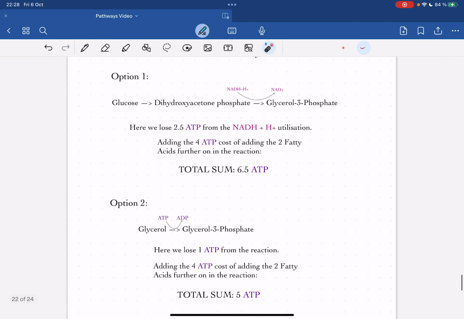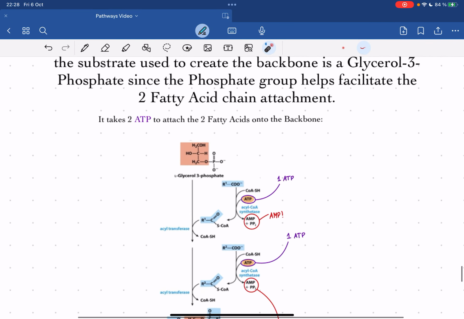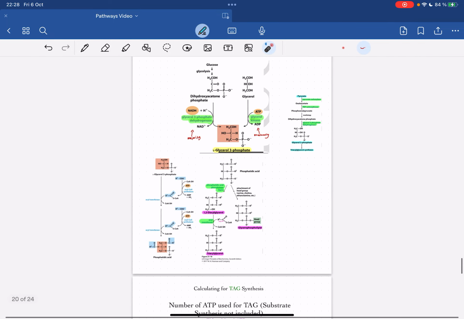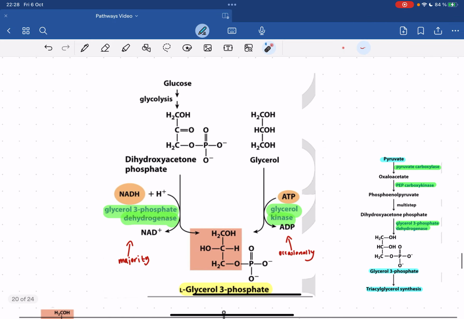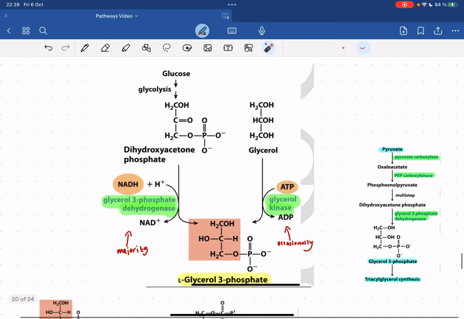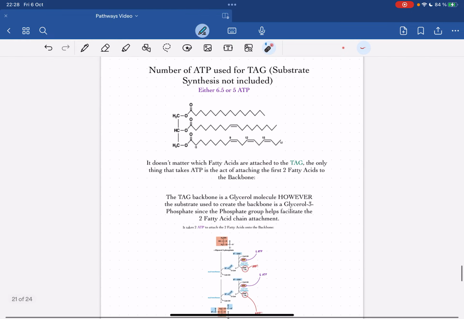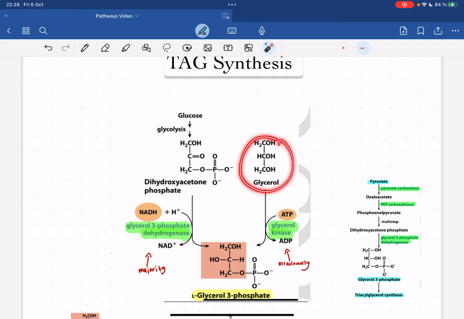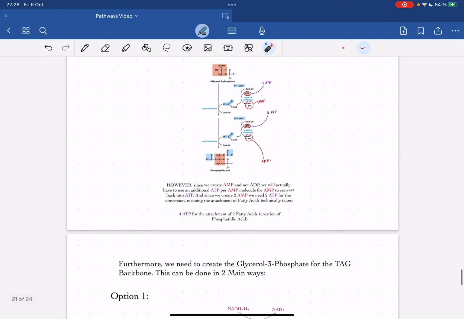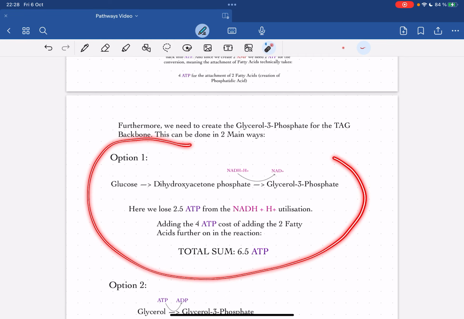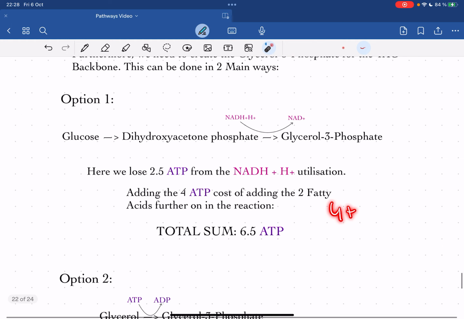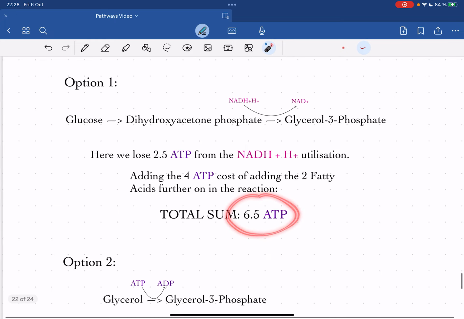But then we go into the 2 different optional ways in order for us to actually make the glycerol 3-phosphate, which is fed into the phosphatidic acid. So remember what I said right up here. You can either get glycerol 3-phosphate from glycerol or from dihydroxyacetone phosphate. And dihydroxyacetone phosphate uses NADH plus H plus, while the glycerol uses just an ATP. So for the first option, we're using 2.5 ATP, which gives our sum to 4 plus 2.5, which is equal to 6.5.